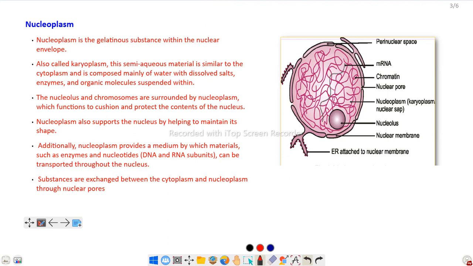Additionally, nucleoplasm provides a medium by which materials like enzymes and nucleotides, which may be DNA or RNA subunits, can be transported through the nucleus. Substances are exchanged between the cytoplasm and nucleoplasm through the nuclear pore. Here is the nuclear pore and the perinuclear space, which we discussed in the last slide.